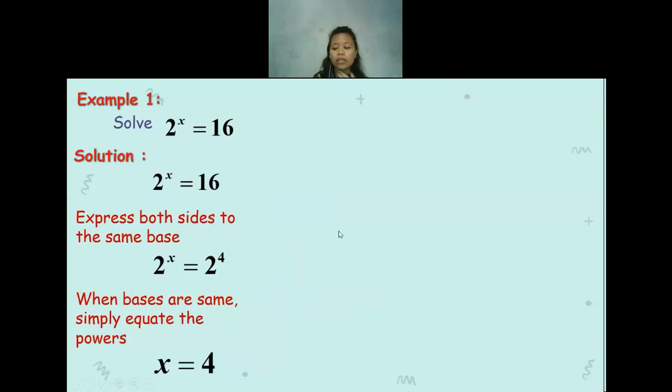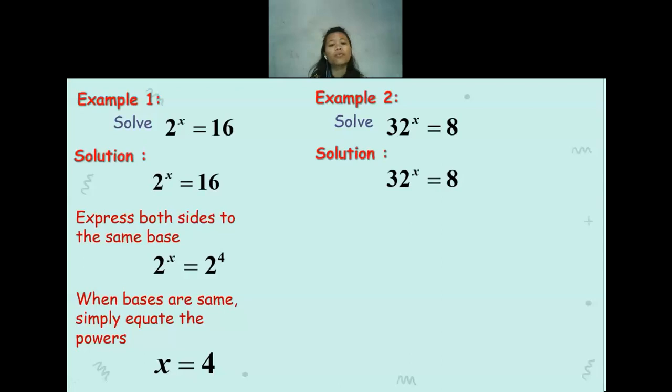I'll give you some examples because this question is sometimes tricky. Actually it's easy, just tricky. For example 2, I have another number. Now I have 32 to the power of x is equal to 8. Same thing, the rule is we have to make the base the same. If you get confused, you can always use the factor tree.